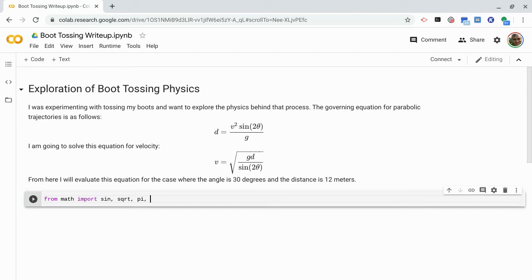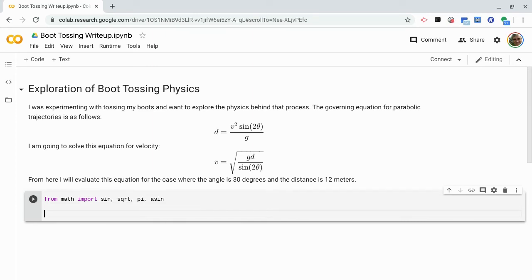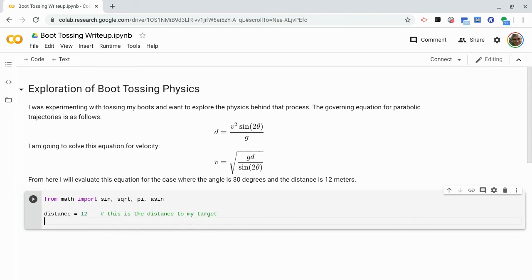And I'm going to include another function called asin, which is also known as the inverse sine function. Okay. I'm going to put another space in here. Now, some of the constants that I'm working with, I've got the distance. So I'm going to type distance, D-I-S-T-A-N-C-E, equals 12. Put a few spaces in, hashtag, and I'm going to put a comment here. This is the distance to my target. And another constant that I want is g, which is 9.81. This is the acceleration due to gravity.